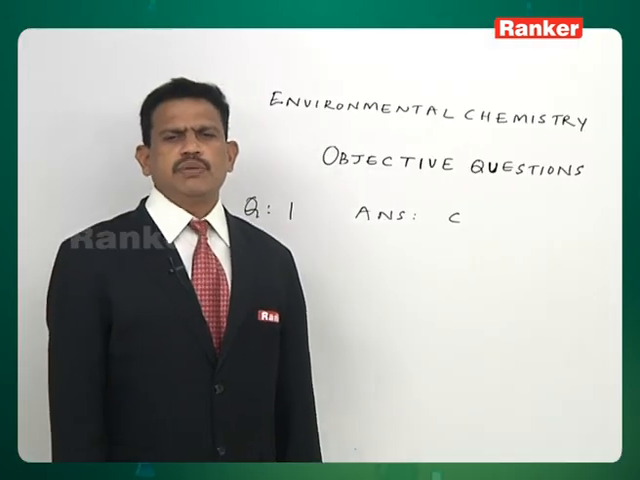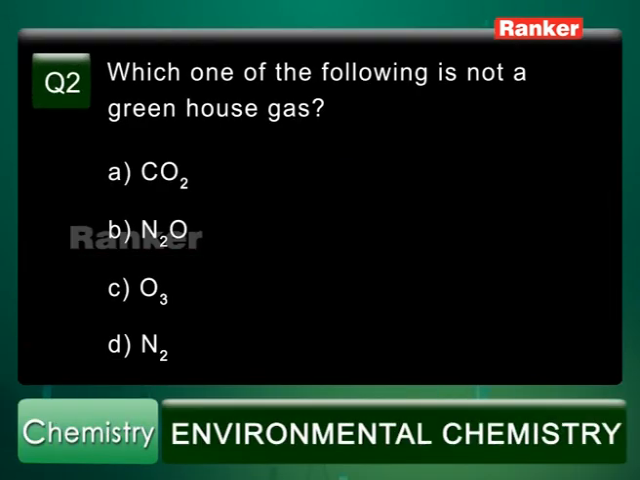Moving to question number 2. Which one of the following is not a greenhouse gas? Carbon dioxide is answer A, answer B nitrous oxide N2O, answer C ozone, answer D nitrogen.